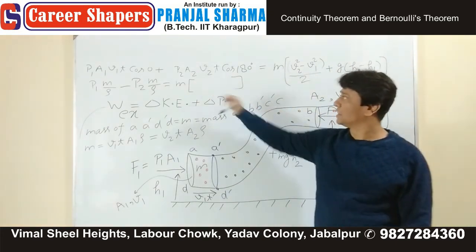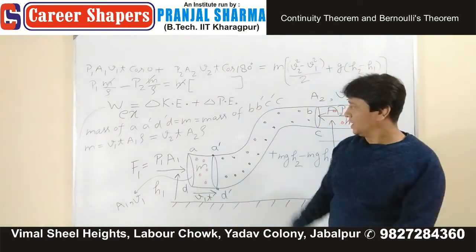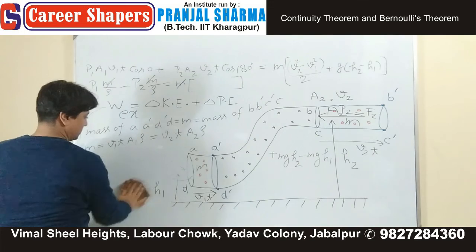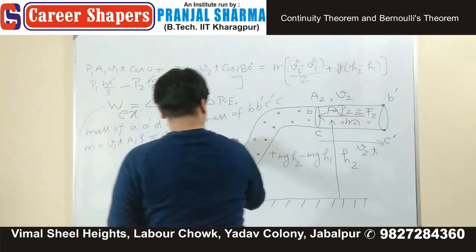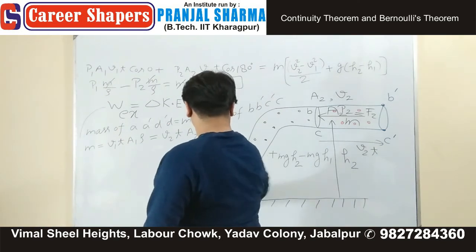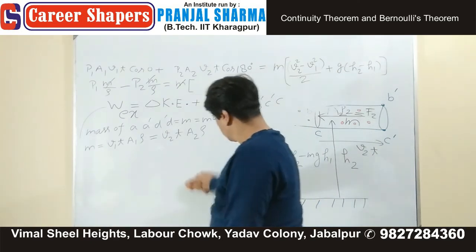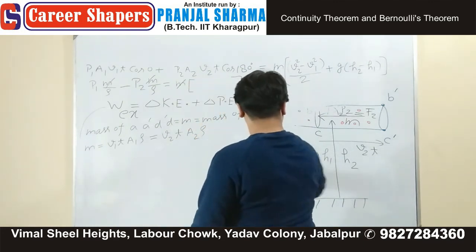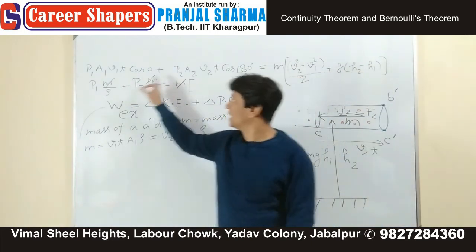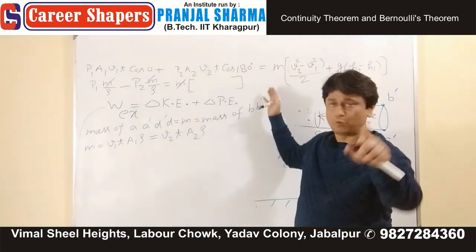All this M cancelled. M cancelled. And now I'm removing this figure. Once you cancel m, we are also multiplying the whole thing with rho. If you multiply the whole thing with rho, what do you get? You get this.